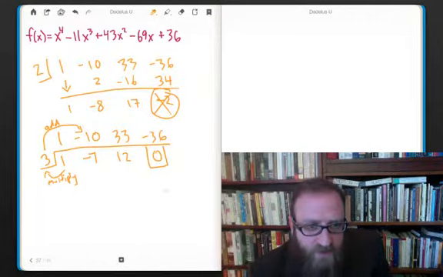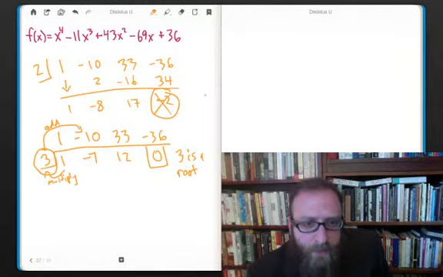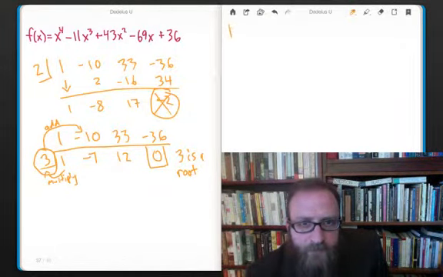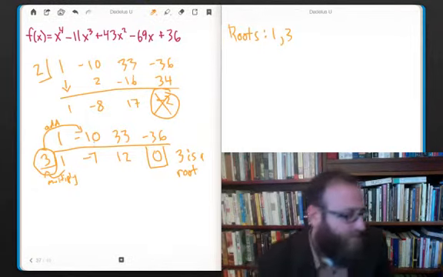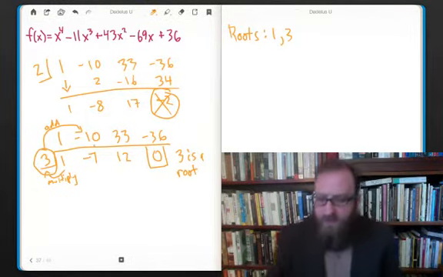Aha! It worked. So that means 3 is a root. In other words, 3 is a winner. 3 is a root. All right, so our roots so far that we've discovered are 1 and 3. Now, let's look at our quotient this time.